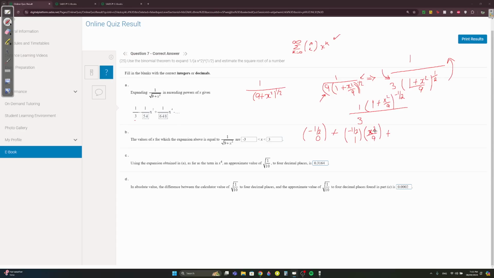Plus, negative 1 over 2, C2, x squared over 9. Now, what happens to the power? Here it was power 1. Here it's now power 2. Let's evaluate. Because they only wanted the first 3 terms, I didn't want to do it all. Anything C0 is 1. Anything C1 is itself, negative 1 over 2. And then x squared over 9.